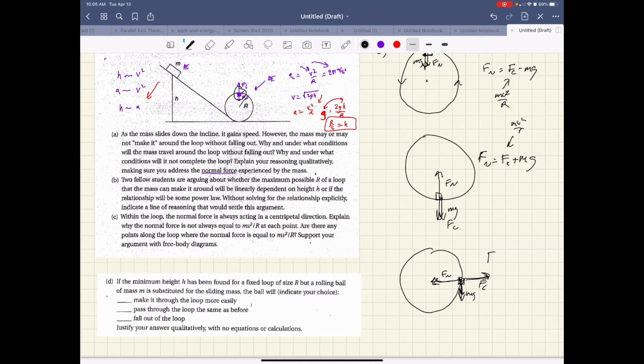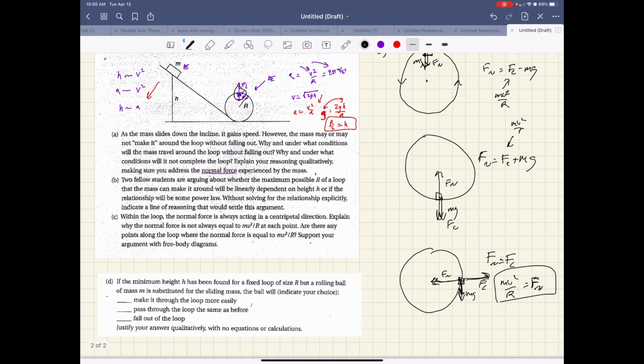So in this case, the normal force has to be exactly equal to F sub c, which is going to be mv squared over r. So really only at the sides is it exactly equal to mv squared over r. So that's how we do that.